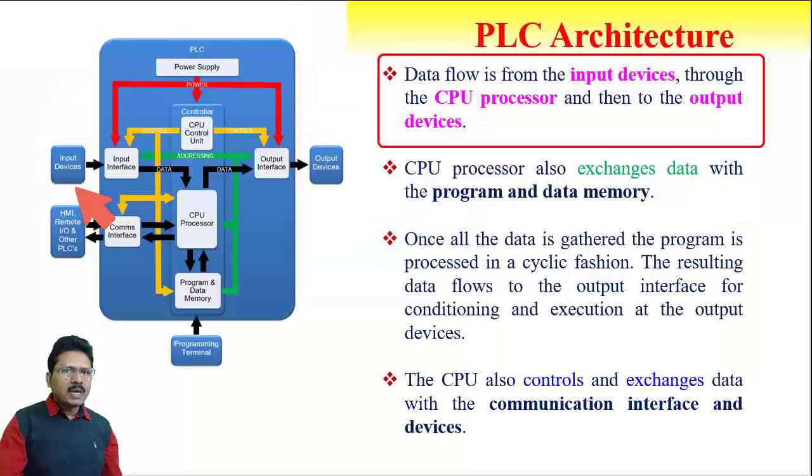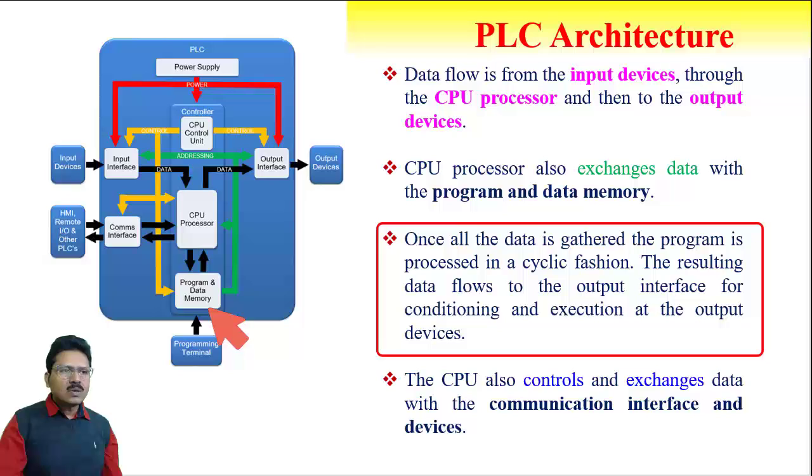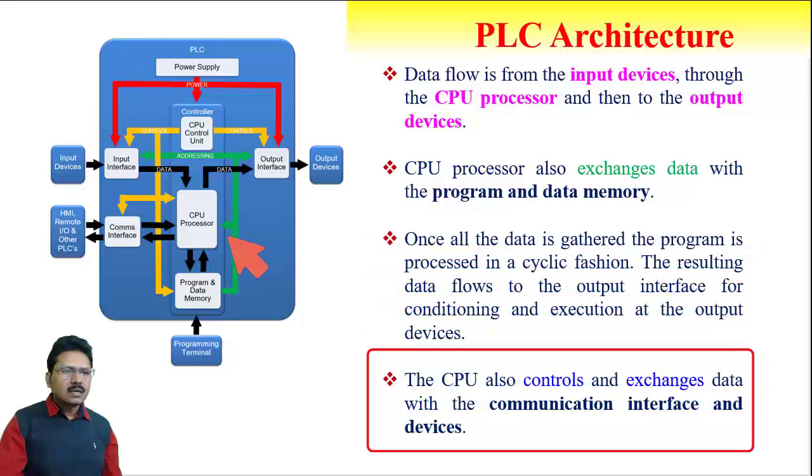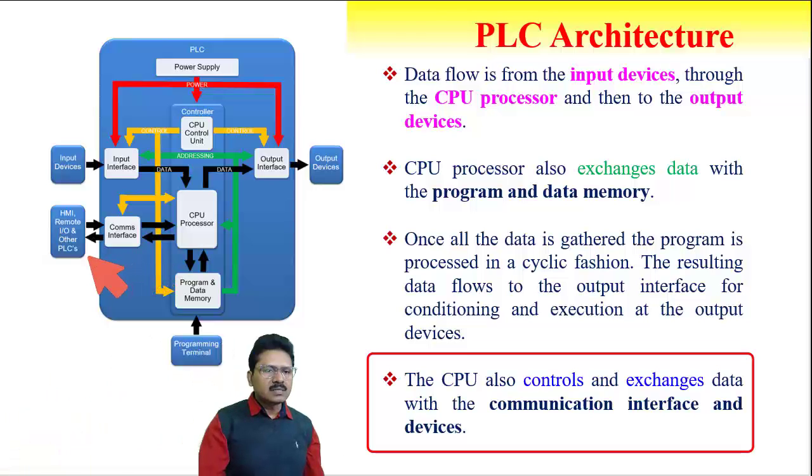Data flows from the input devices through the CPU processor and then to the output devices. The CPU processor also exchanges data with the program and data memory. Once all the data is gathered, the program is processed in a cyclic fashion. The resulting data flows to the output interface for conditioning and execution at the output devices. The CPU also controls and exchanges data with the communication interface and different other devices.